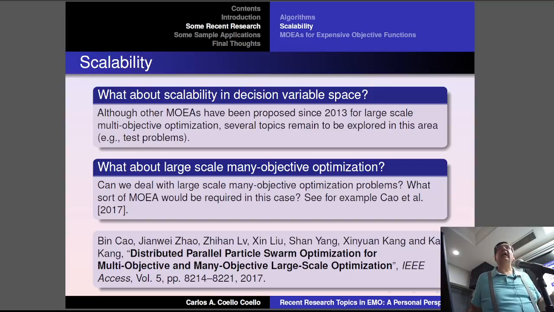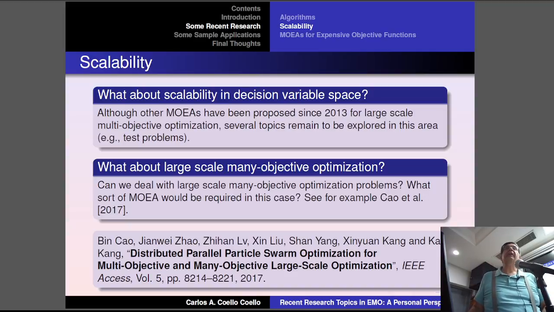Of course, we could have the combination of many decision variables and a large number of objectives. This is an entire new beast, because it would be particularly difficult to deal with these problems, because the techniques used for large scale are not the same used for many objective optimization, and the mechanisms are not exactly compatible. So putting them together could raise issues, although some people have already tried this.